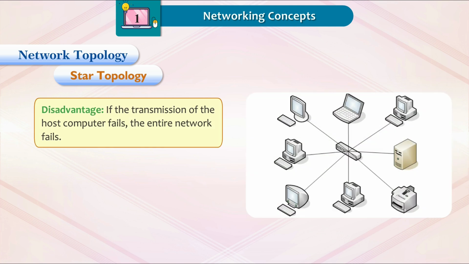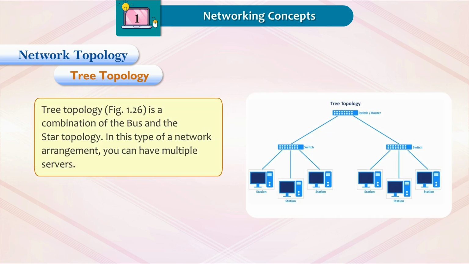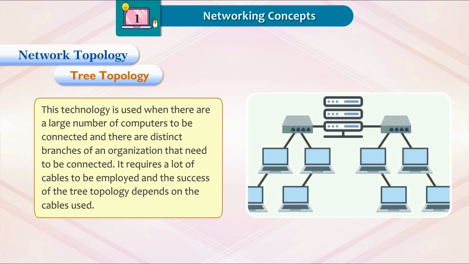Disadvantage: if the transmission of the host computer fails, the entire network fails. Tree topology. Tree topology is a combination of the bus and the star topology. In this type of network arrangement, you can have multiple servers. These servers can be interconnected so that a user may access his or her own server as well as the bigger server when needed. This technology is used when there are a large number of computers to be connected and there are distinct branches of an organization that need to be connected.